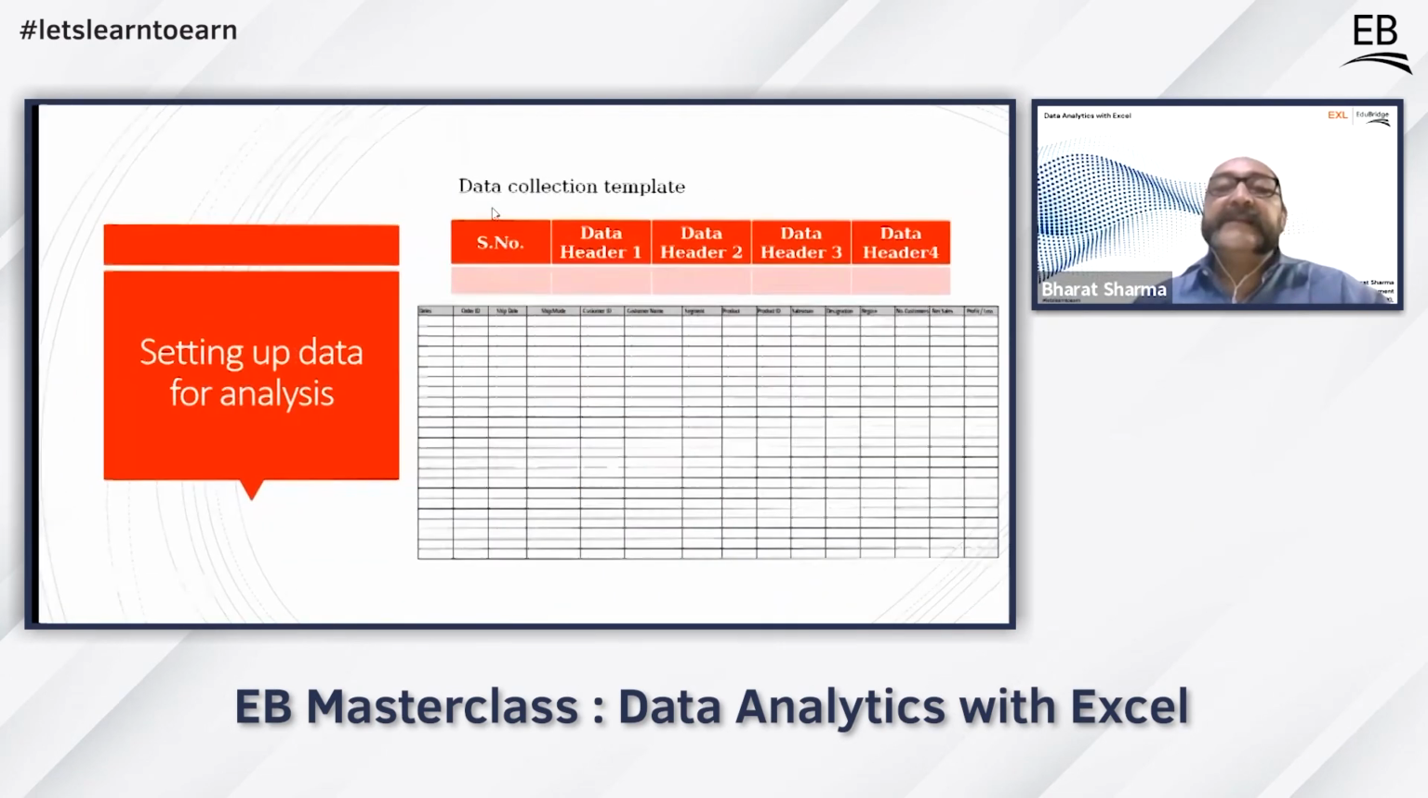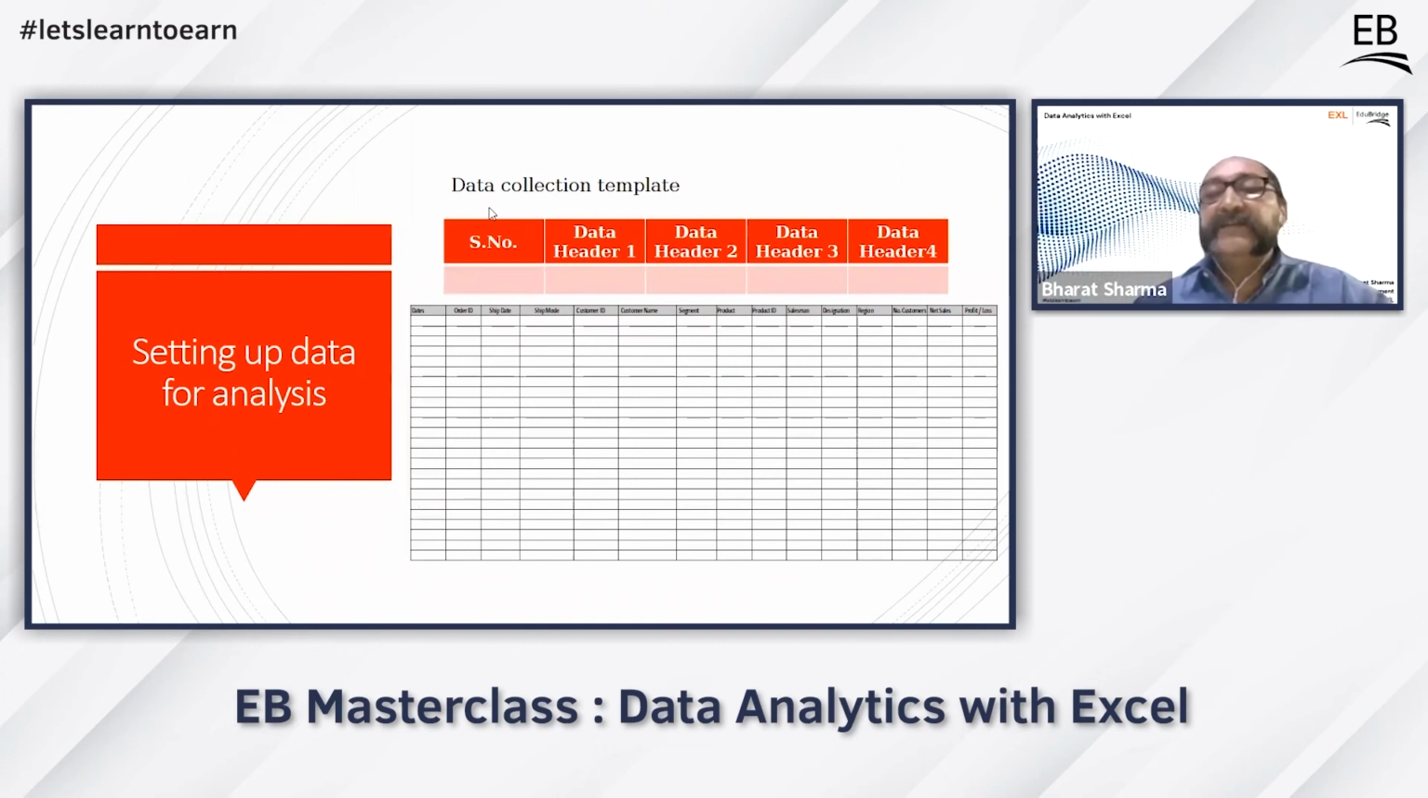Right. This is an example of a data collection template or data collection form. These will not have anything populated, just the headers and a definition of what needs to be collected under each header. So let's say this is date, so current date, some order ID, ship date, shipping mode, customer ID, customer name, customer segment, product ID, salesman, his designation, region, number of customers he contacted, what was the net sales, any profit loss that he may have.